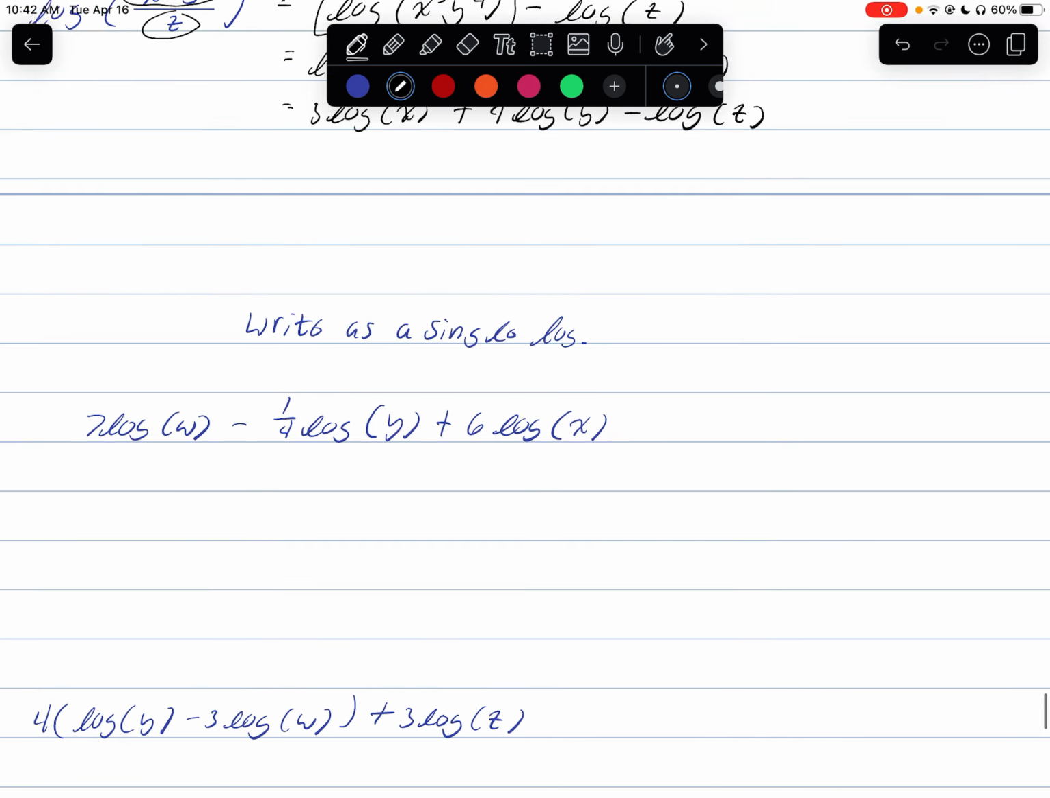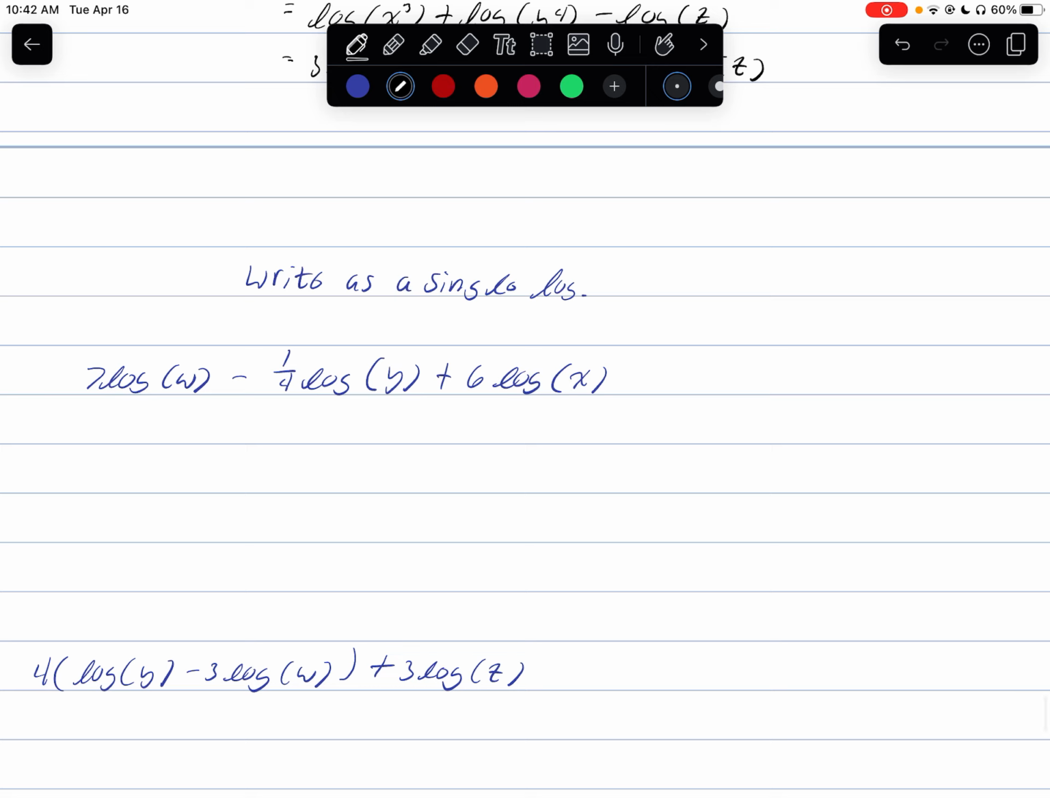Okay. So we can go the other direction with this too. We can write as a single log as well.